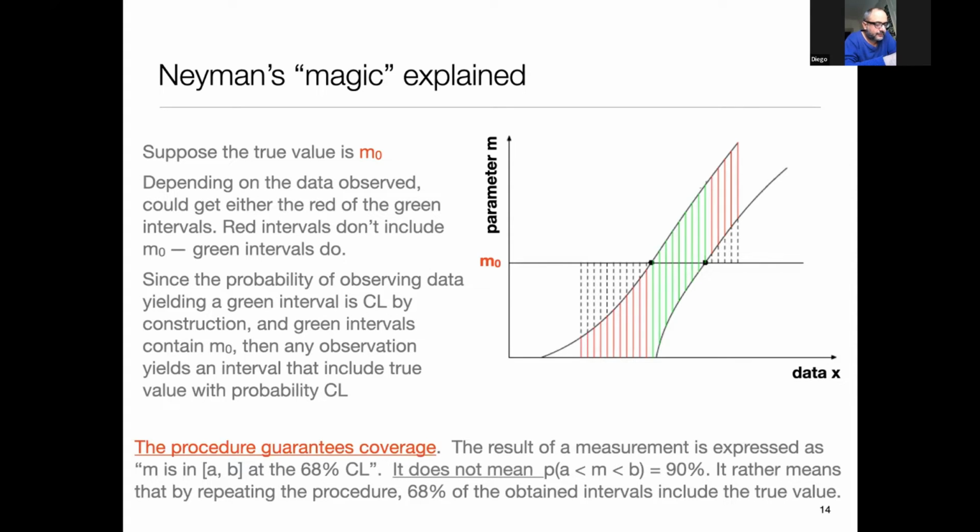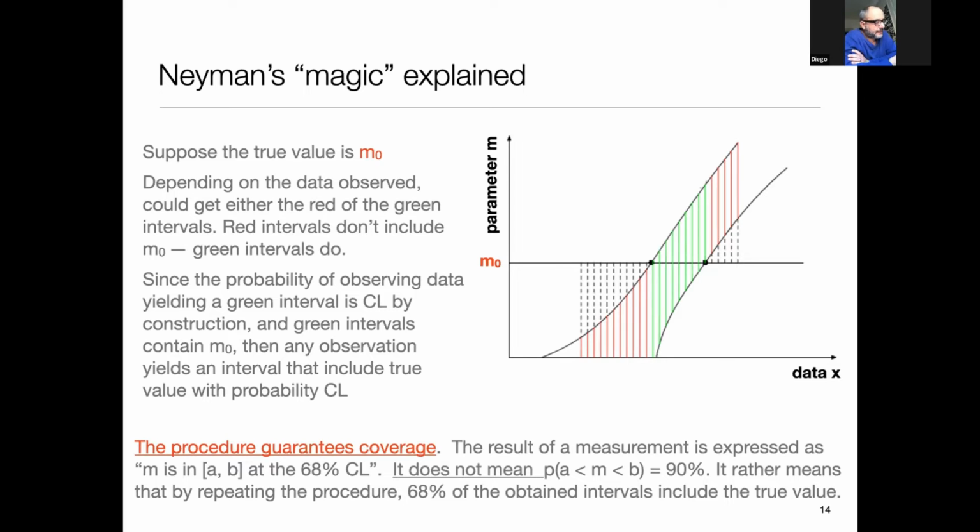These vertical segments are the possible confidence intervals that I could get in a measurement, and they are red or green. The red ones are the confidence intervals that do not include the true value, m0, and the green ones are those that include the true value, and you see that from the graphics here.